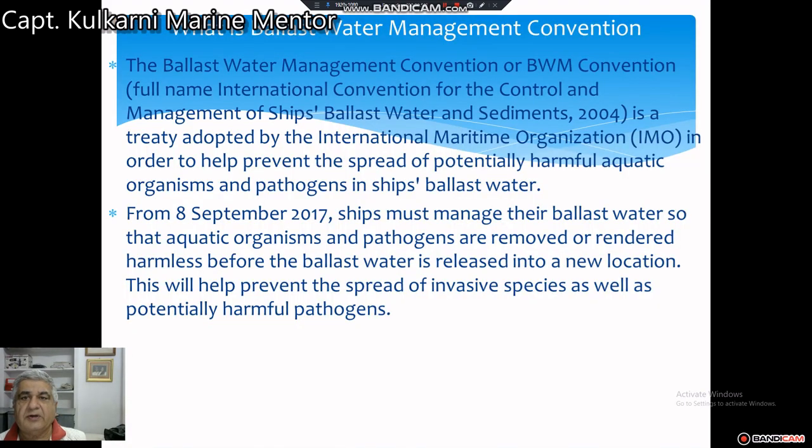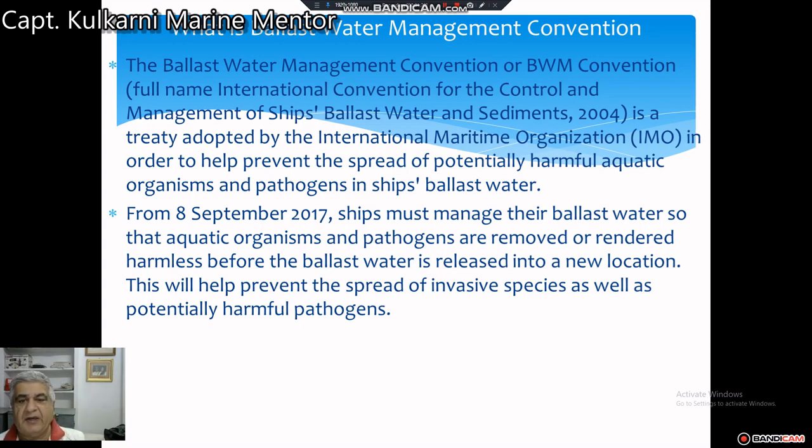Okay, this ballast water management convention, the full name is the Control and Management of Ships' Ballast Water and Sediments. Now see, the word sediment has also come in. It is a treaty adopted by the IMO in order to help prevent the spread of potentially harmful aquatic organisms and pathogens in ships' ballast water. We have discussed that in part 1.